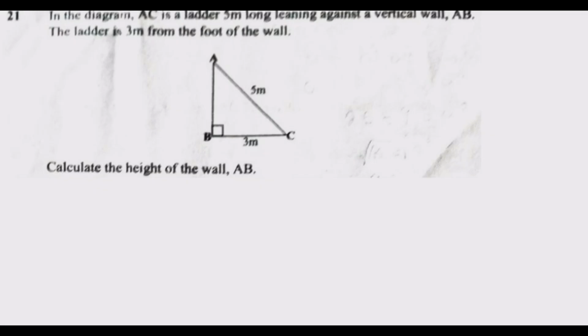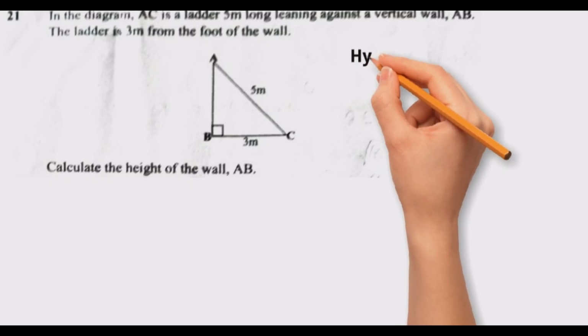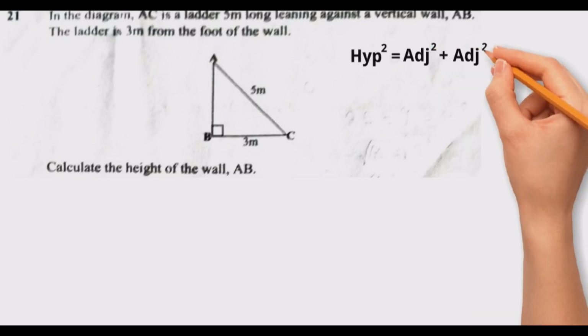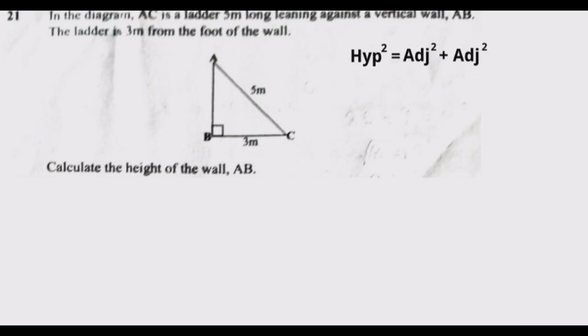So the question is, calculate the height of the wall AB. So we're going to calculate the height of the wall AB from A to B. We are going to use the Pythagorean theorem. The formula is hypotenuse squared is equal to adjacent squared plus adjacent squared. Do we have a hypotenuse? Yes, we have, which is 5 meters.